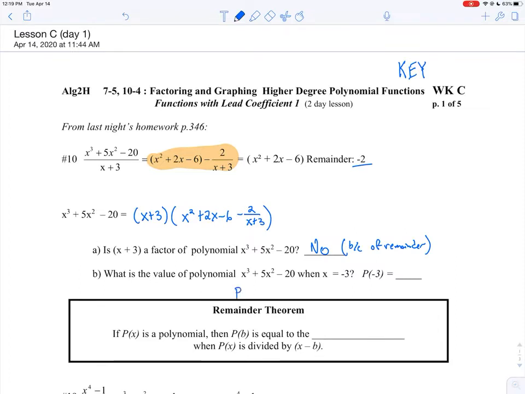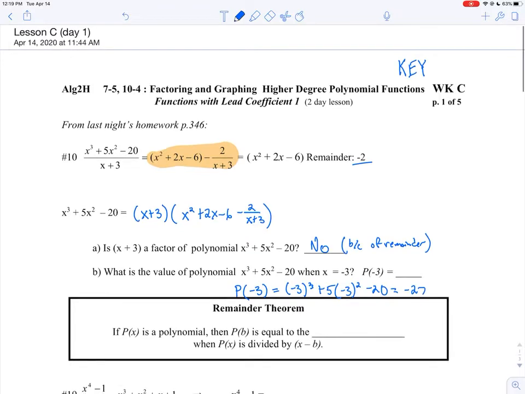So if we do a little work below here, for p of negative 3, we would have negative 3 to the third plus 5 times negative 3 squared minus 20. If we do all that out, we have negative 27 plus, that'd be 5 times 9, so we got 45 minus 20, right? So we got negative 2. So what you should notice, p of negative 3 equals negative 2. What was that equal to? That was equal to the remainder that we got.